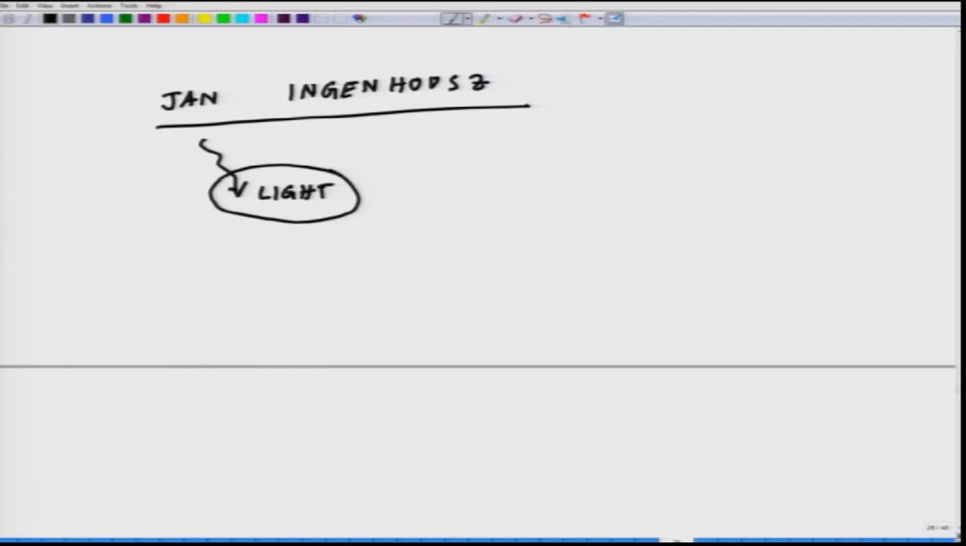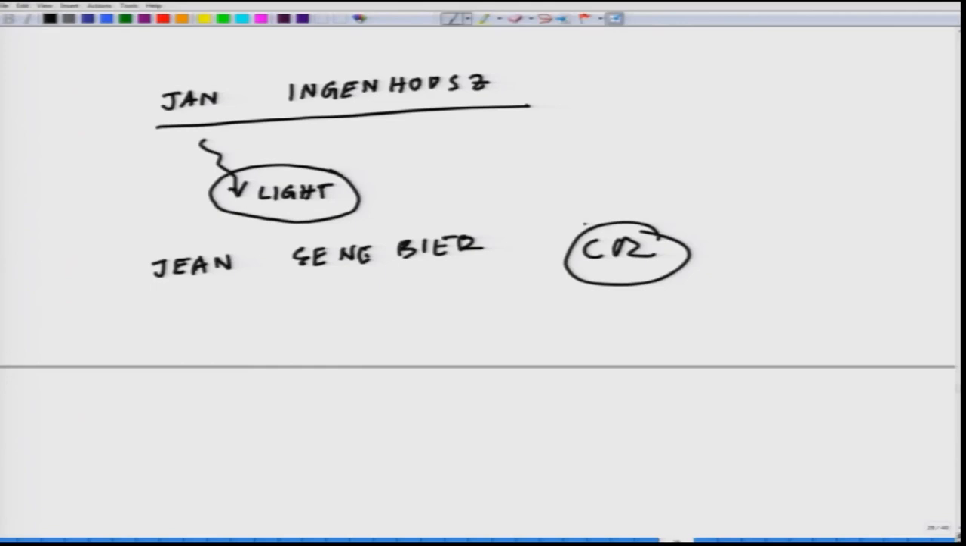And followed by that, there was another person called Jean Senebier. His distinctive contribution was to show that the fixed air, namely CO2, is taken up in photosynthesis. So, basically, the third name which comes into play is Jean Senebier, who showed that CO2 is used in the process of carbon dioxide fixation or in photosynthesis.